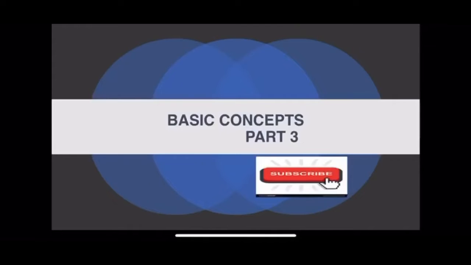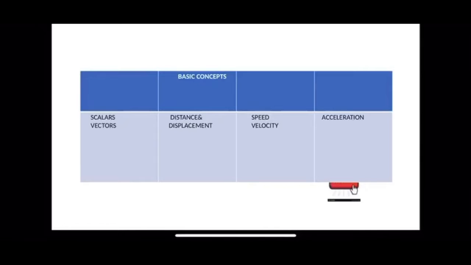This is the third class of basic concepts of physics. In this class, we will discuss some commonly used parameters of physics such as scalars and vectors, distance and displacement, speed and velocity, and finally acceleration.